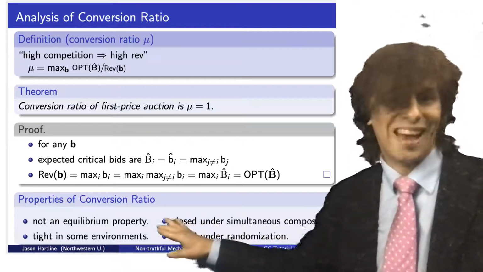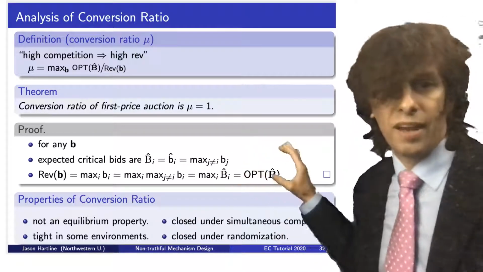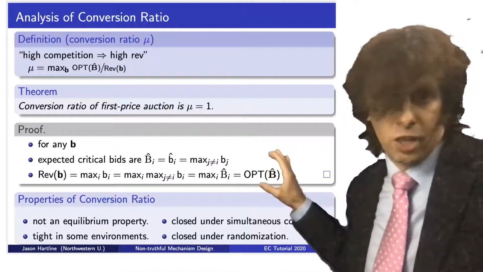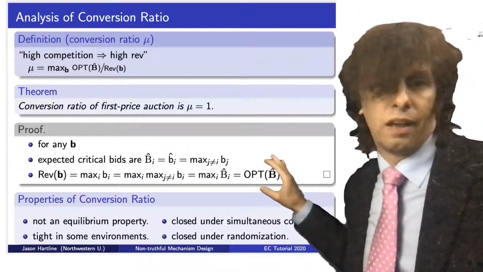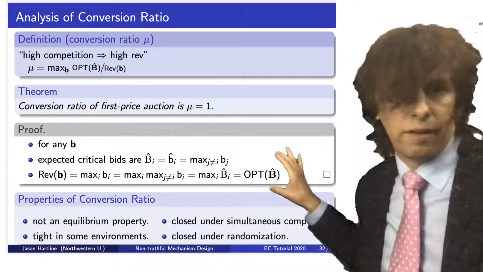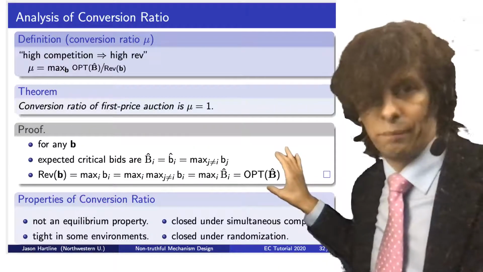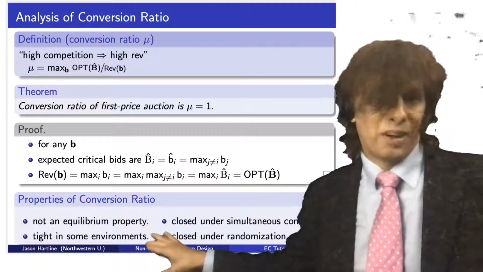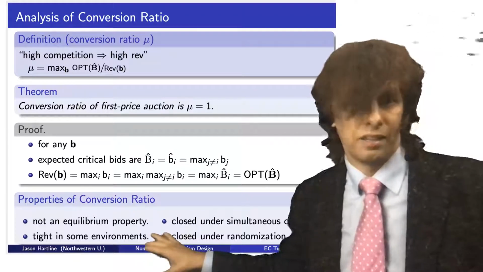I first want to note it's not an equilibrium property. Okay, here was our analysis for the first price auction. We didn't have to do any complicated thinking about strategies or equilibrium or anything. We just looked at bids and we asked, how bad could it be, this ratio of revenue to critical bids for those bids. Okay, so typically fairly straightforward analyses lead to bounded conversion ratio. There's some environments where it's tight, where the conversion ratio sort of exactly corresponds to the welfare that you're going to get in equilibrium.